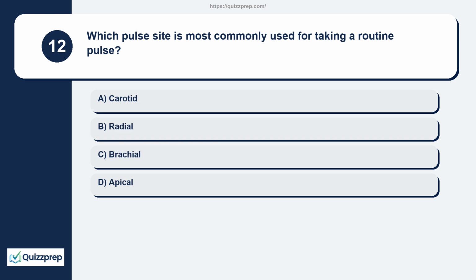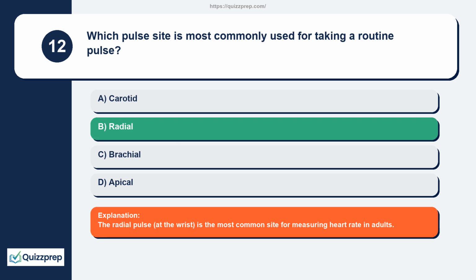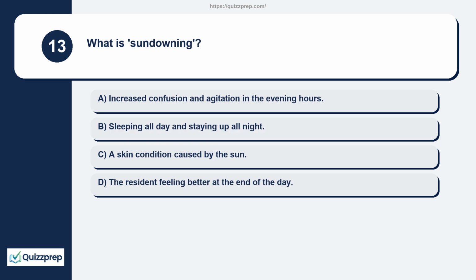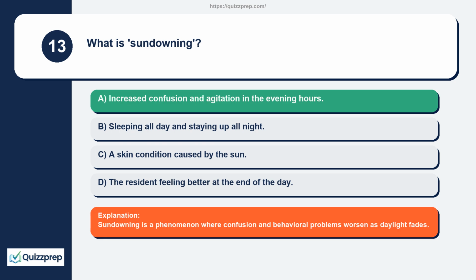Question 12. Which pulse site is most commonly used for taking a routine pulse? Carotid, radial, brachial, apical. The radial pulse, at the wrist, is the most common site for measuring heart rate in adults. Question 13. What is sundowning? Increased confusion and agitation in the evening hours, sleeping all day and staying up all night, a skin condition caused by the sun, the resident feeling better at the end of the day. Sundowning is a phenomenon where confusion and behavioral problems worsen as daylight fades.